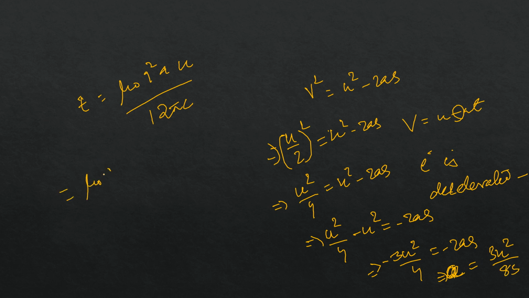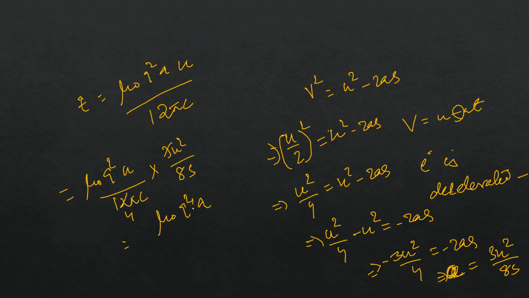So mu naught q square a square by 6 pi c, with a equal to 3u square by 8s. If you simplify it, the 4 in the below part will become 32, giving mu naught q square a u cube divided by 32 pi cs.